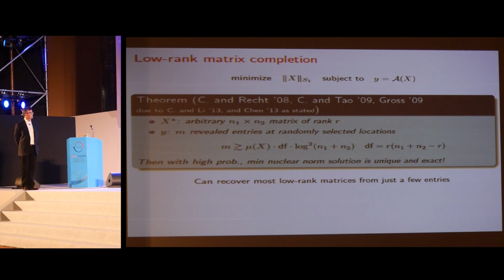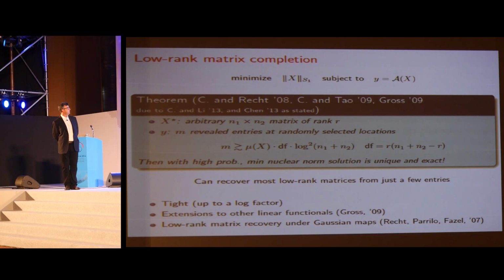So what this result says is that, since most matrices are incoherent, we can recover most low-rank matrices from just a few entries by convex programming again. This result is tight up to log factors, and perhaps you can change the log squared into a log, but I cannot remove the log factor. So it's tight both in the number of degrees of freedom and in the value of the coherence parameter. Now this result has been extended to more complicated functionals by David Gross in particular.